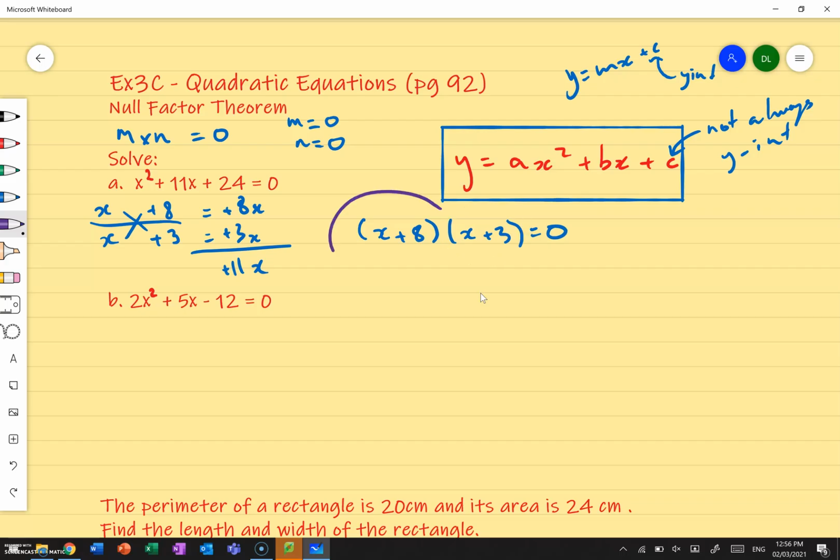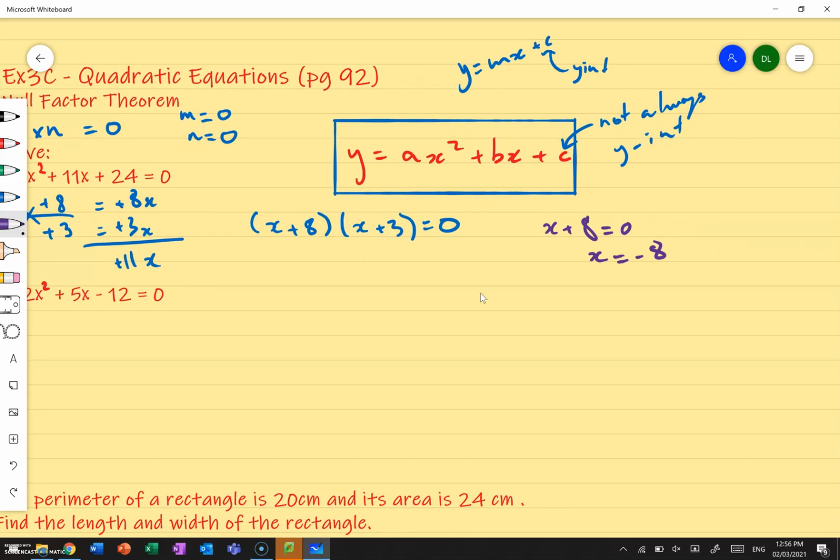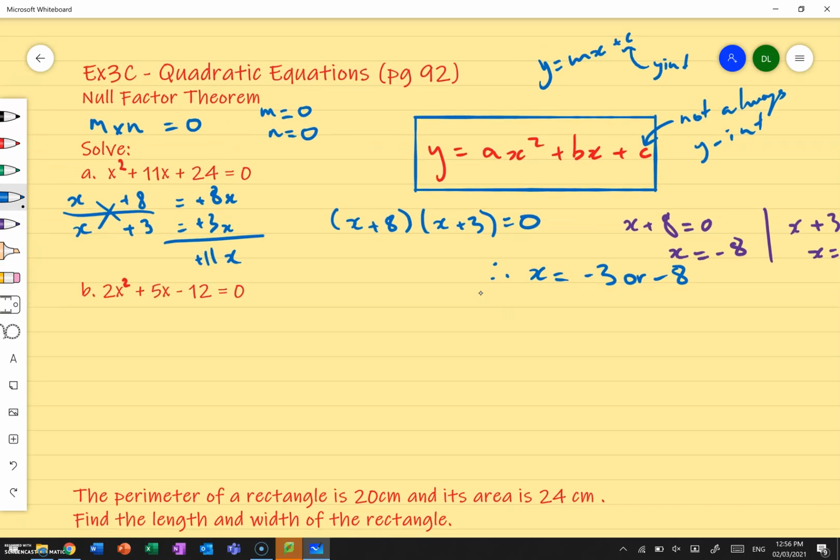So let's focus on this equaling 0. x plus 8, sorry, equals 0. I take away 8 on both sides, I get x equals negative 8. And therefore, that is one of our answers. However, we also have this one over here. If I do the same thing, I get x plus 3 equals 0, x equals negative 3. And therefore, x equals either negative 3 or negative 8. And there are two values there.